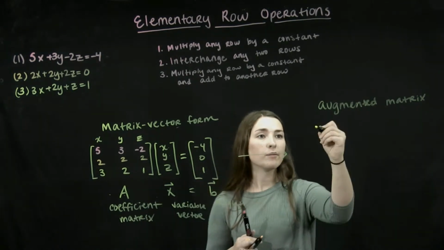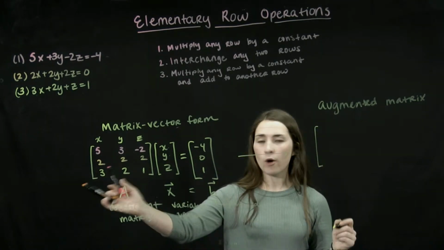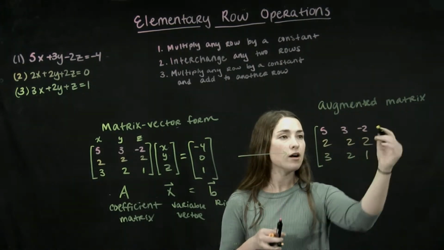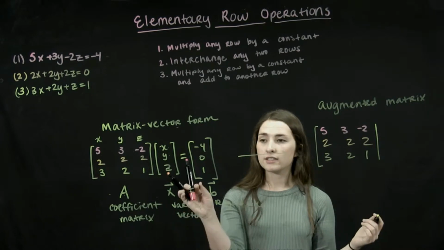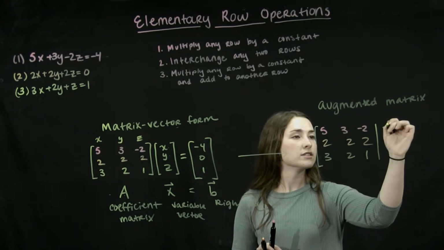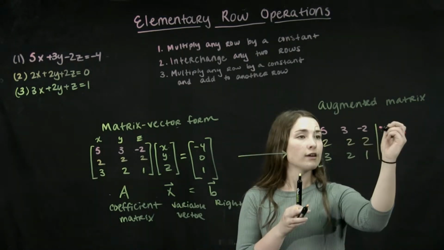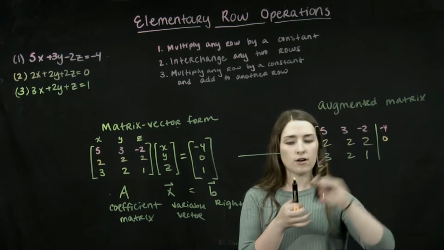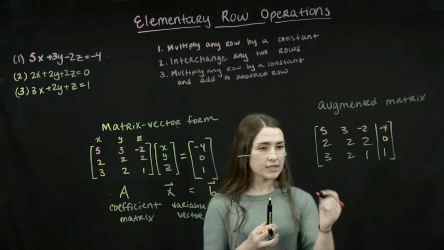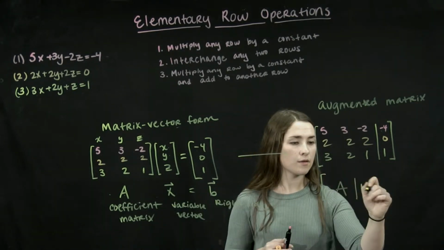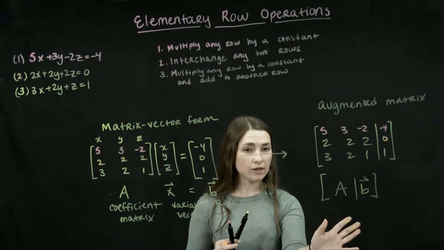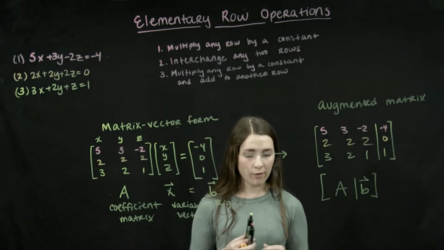So all we do for our augmented matrix is we take our coefficient matrix here and we augment it, or draw this vertical line, to combine our coefficient matrix with the right side vector, which is negative 4, 0, 1, and this is our augmented matrix. So you'll see it has this form. This is the matrix that we are going to be using for all of our elementary row operations.